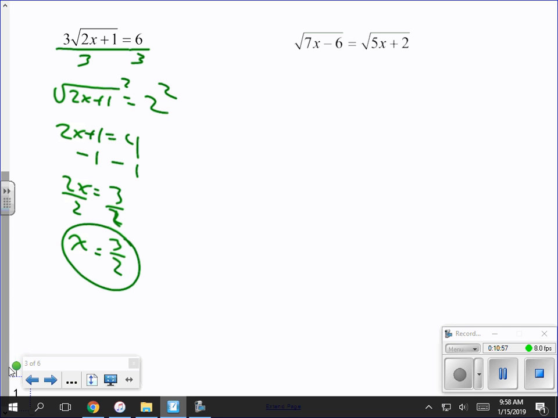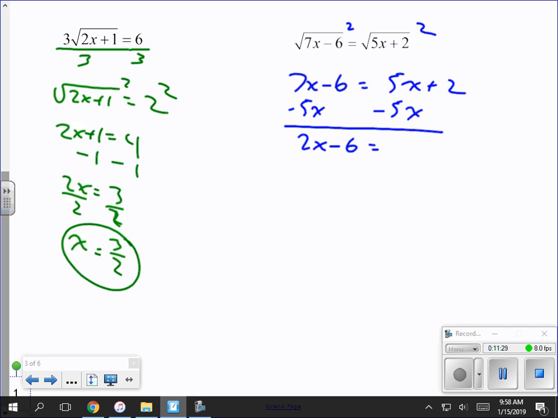Next one. I have square root on one side, square root on the other side. Square both sides. 7x minus 6 equals 5x plus 2. Pretty easy to do. Solve for x. Subtract 5x. 2x minus 6 equals 2. Add 6. 2x equals 8. Divide by 2. X equals 4.